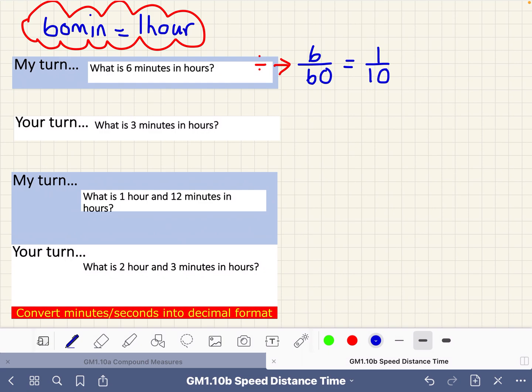Now we want it to be a decimal time, so we would press our SD button on the calculator and that would give us 0.1 hours. You may be asked to do this as a written method as well, so be prepared to look over your simplifying fractions if you need to. Your turn. What is 3 minutes in hours? Please press pause while you try that question.